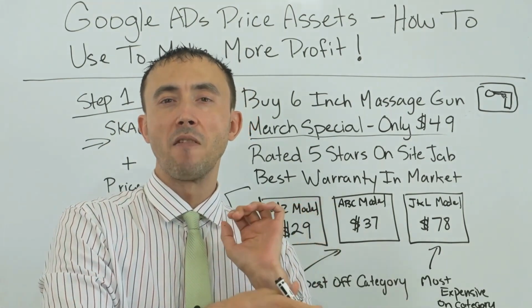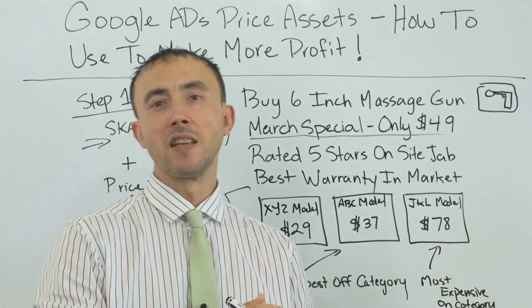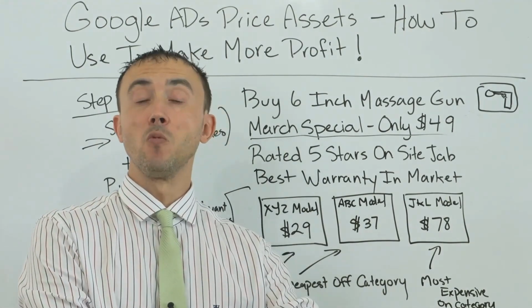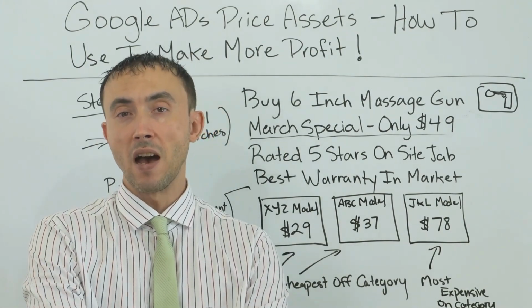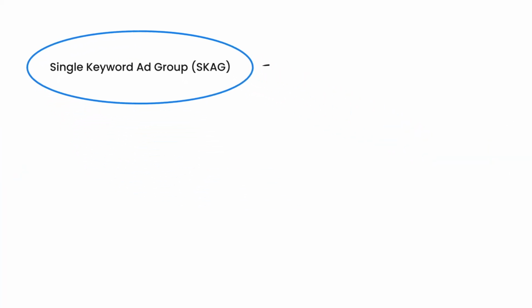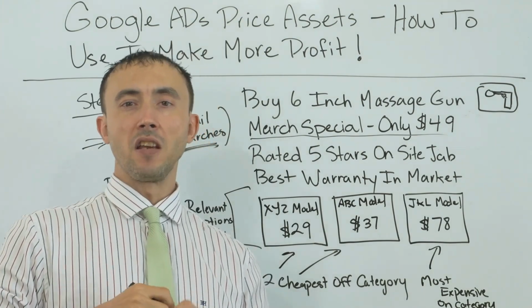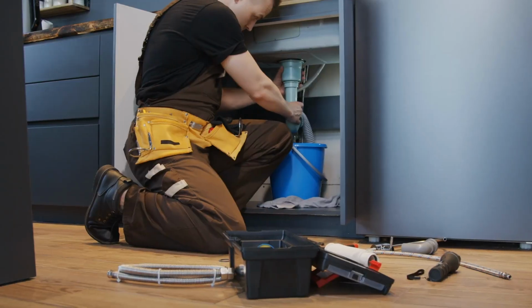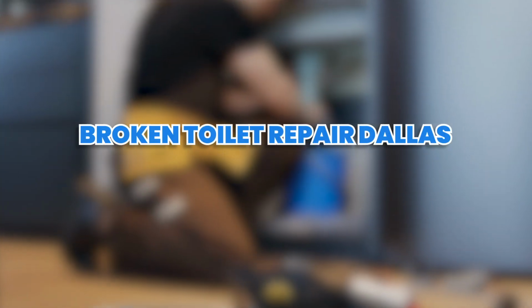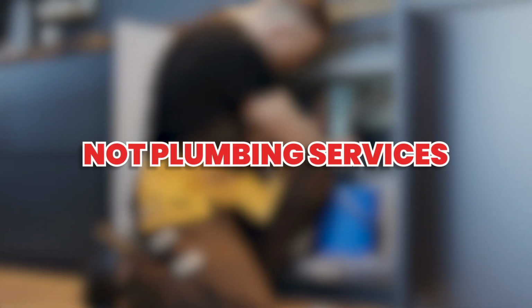And if you don't have that right now, your best bet is to set up a new campaign with this structure and run it side by side with your current campaigns. That is, if you rely on the results your current campaigns do have, so you don't disrupt your results on the ride up. And then the single keyword ad group setup, you're going to target the long tail searches. Long tail meaning longer keywords. If you're a plumber, that means broken toilet repair, Dallas. Clogged sink repair, Dallas, not plumbing services, okay?